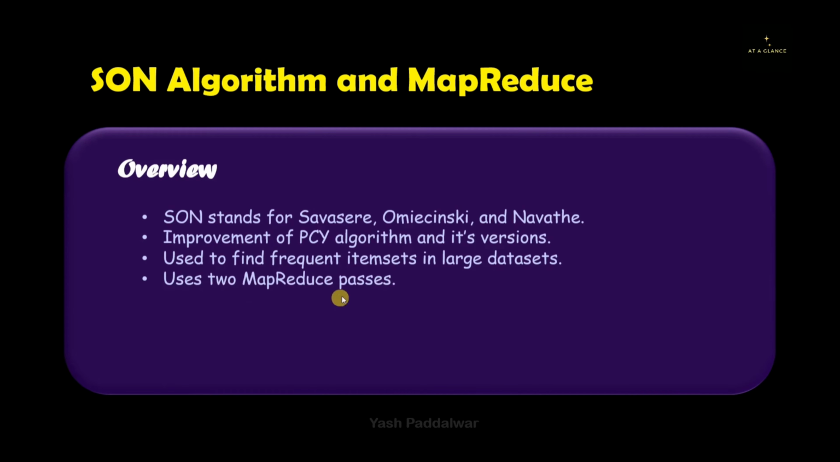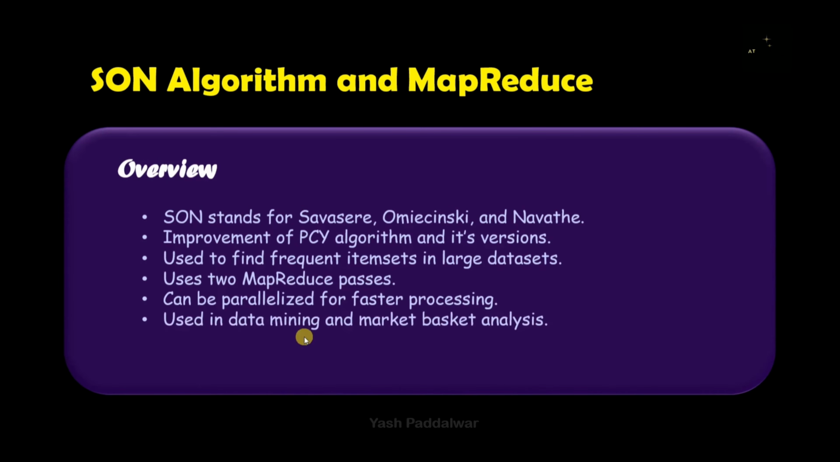This algorithm works in two passes. We are going to look into those two MapReduce passes later on. The ideology of this algorithm is that it divides the entire data into chunks and processes each chunk, which enables parallel computing and thus helps us get faster results. This is basically used in data mining and market basket analysis. I hope the overview of this SON algorithm is clear to you all.